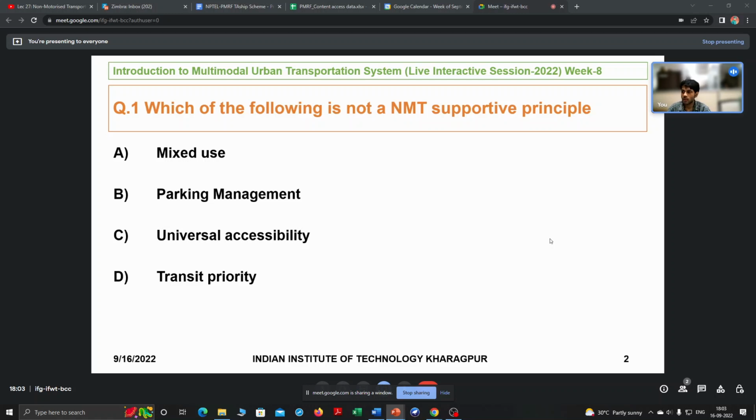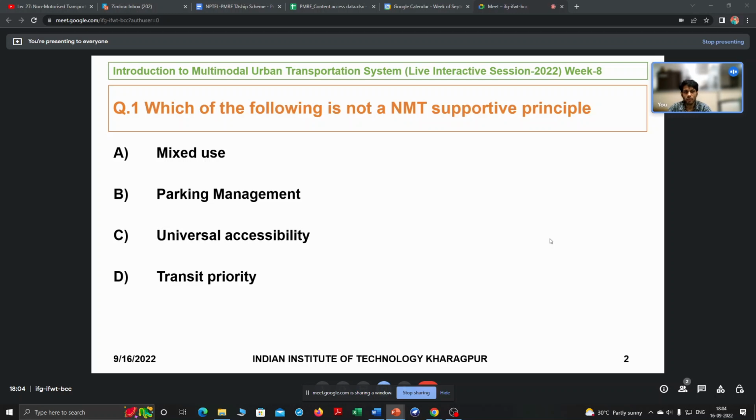So then what are the supporting principles? If you have an NMT facility that you develop, it should have some perspective that it should support some other kinds of things also, right? It is not an isolated thing, it is an integrated thing rather. So what are the NMT supportive principles? Here the question is which one of the following is not an NMT supportive principle?